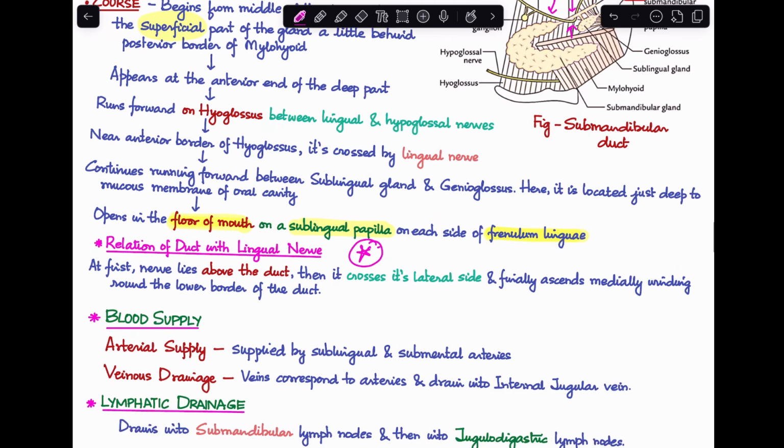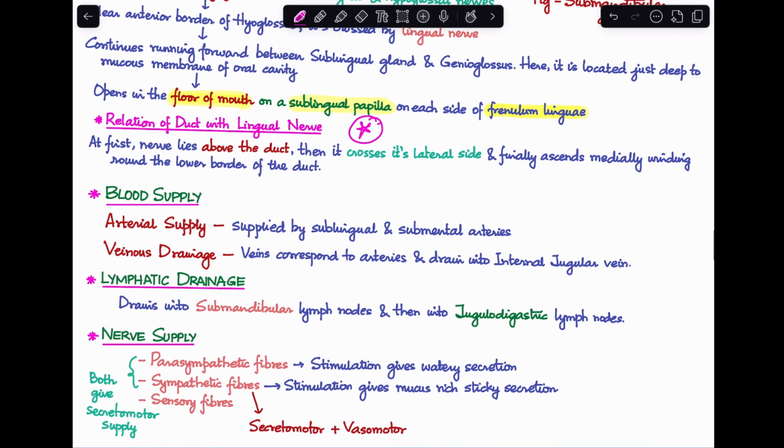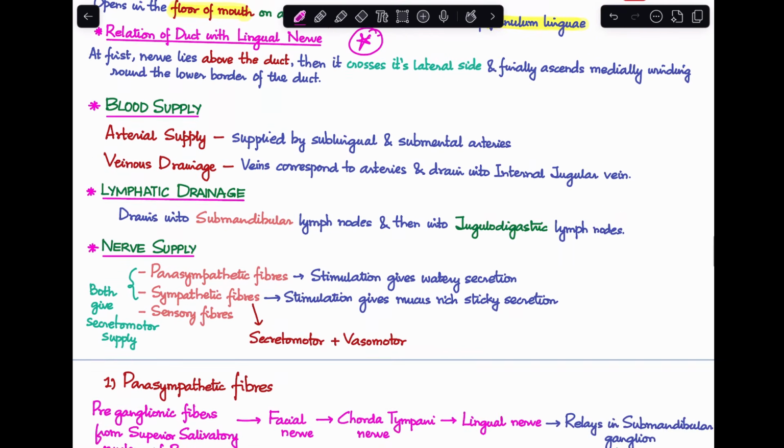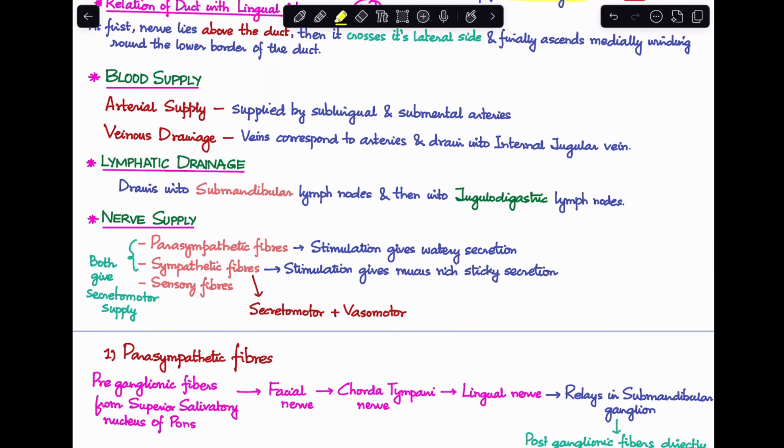Next, let's talk about the different supply of the submandibular gland. The arterial supply is by the sublingual and submental arteries, and venous drainage is by veins corresponding to the arteries, and they drain into the internal jugular vein. Lymphatic drainage is into the submandibular lymph nodes, which further go into the jugulo-digastric lymph nodes.